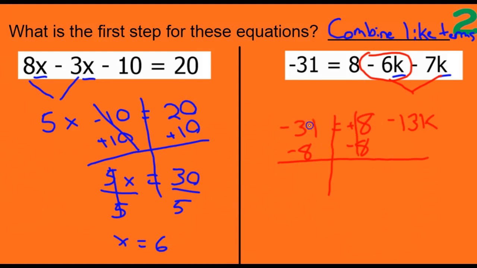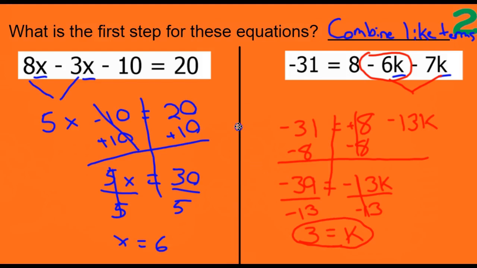So negative 31 minus 8 gives me negative 39 equals negative 13k. Divide by negative 13. And k equals, 2 negatives make a positive, 39 divided by 13 gives me 3. K equals 3.